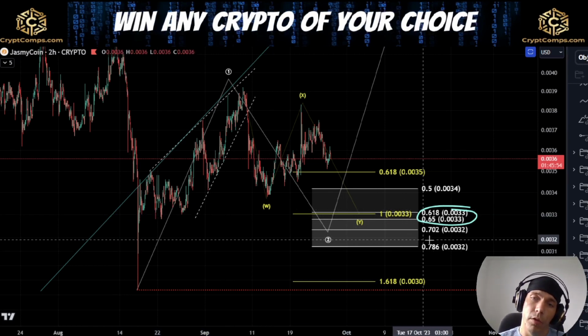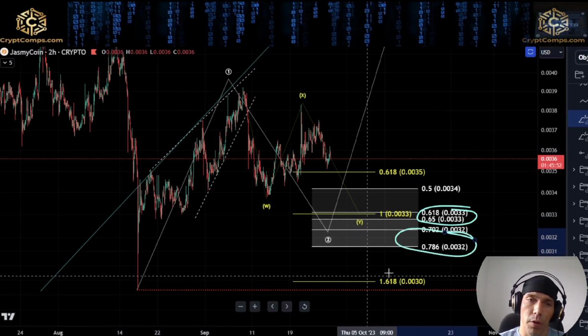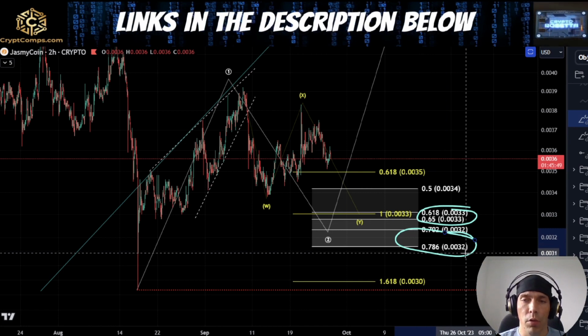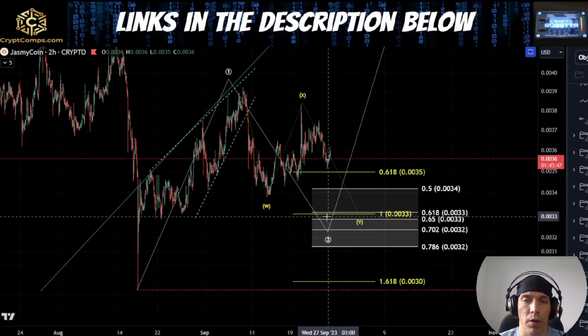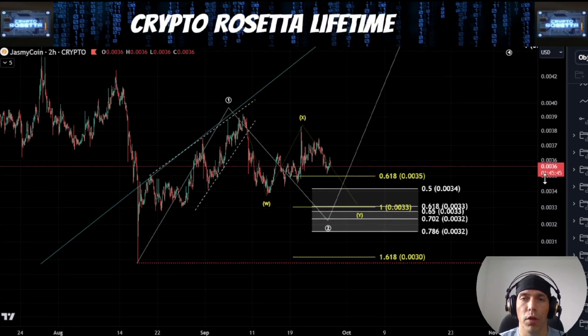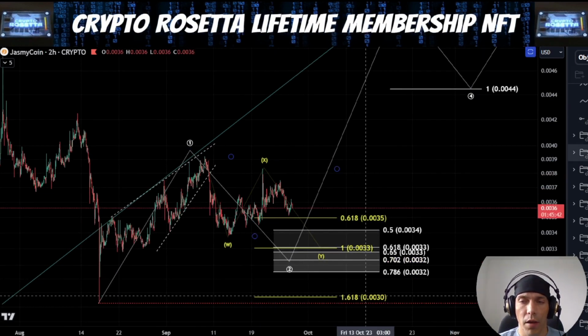If we do overshoot this area, the next target I will be looking for would be towards this 0032, which would be our 786 retracement. If these areas hold, we have potential here for a rally to the upside. Invalidation, like I said, is at this 0030.